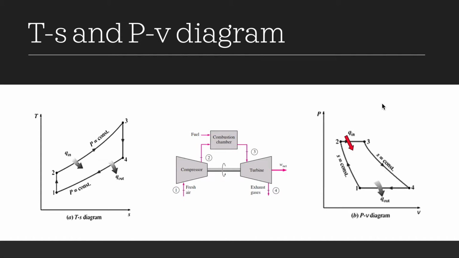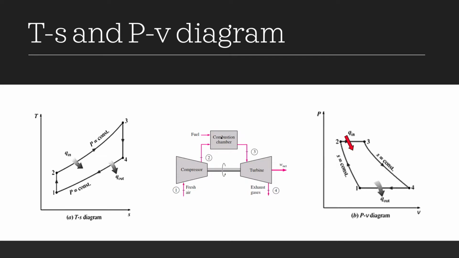Okay, now we go to TS and PV diagram. It is important for you to know how to sketch PV and TS diagram of the Brayton cycle and also for Rankine cycle. Okay, so first thing first, we look at the components involved, compressor, and the states are 1 to 2. 1 is the entrance of the compressor and 2 is the exit of the compressor.